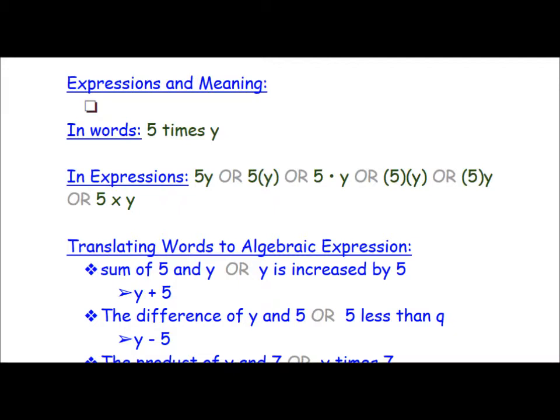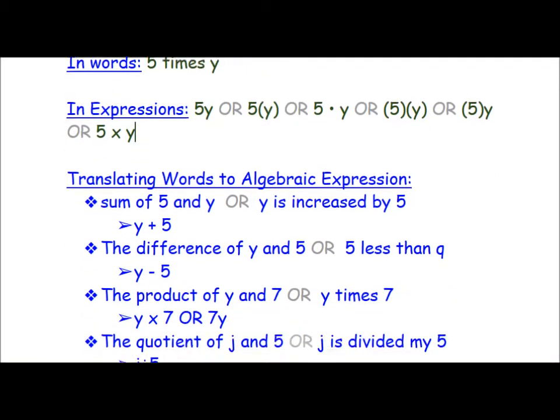So let's see some examples to understand. In words, 5 times y can be written in expressions as 5y, or 5(y), or 5 dot y, or (5)(y), or 5 multiplied by y. So this particular thing, 5 times y, can have different expressions in algebra.